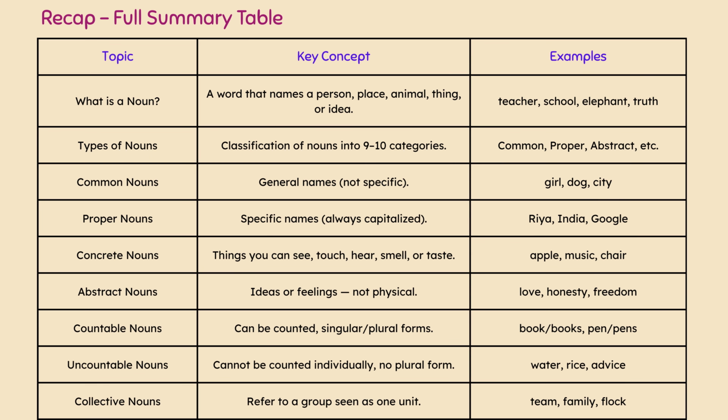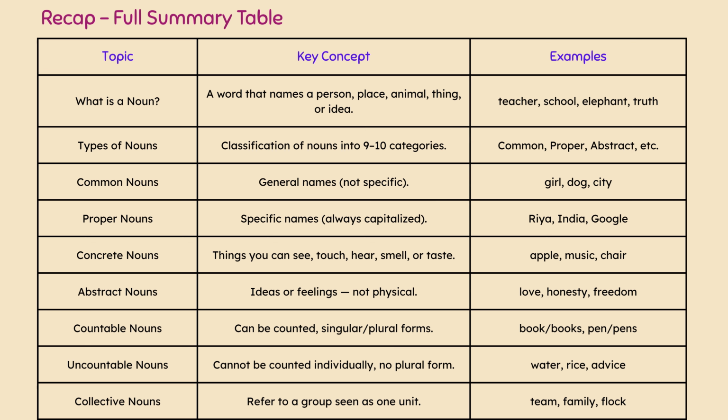Let's quickly review everything we've learned about nouns. What is a noun? A noun is a word that names a person, place, animal, thing, or idea. Examples include teacher, school, elephant, truth. Types of nouns. Nouns are divided into different types. These include common, proper, concrete, abstract, countable, uncountable, collective, and more.